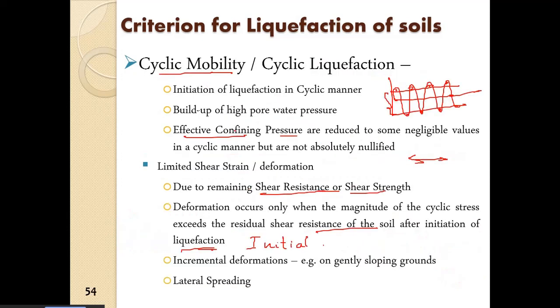Cyclic mobility is when there is deformation when the applied shear stresses exceed the remaining shear resistance of the soil. So there is some amount of resistance still in the soil. When the applied shear stress goes beyond that, there is deformation. Again, when it comes below, it stops. Again, when it crosses that boundary, there will be deformation at these points, and the soil will stop deforming in this particular range. So this is the cyclic mobility.